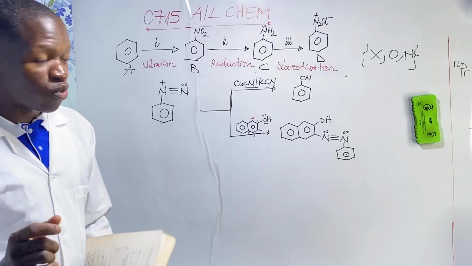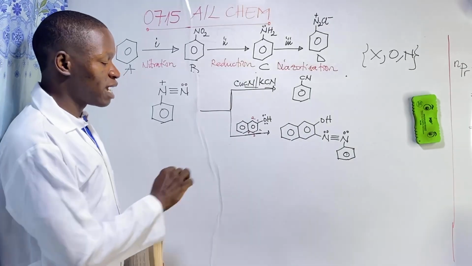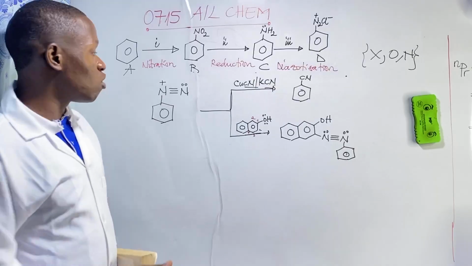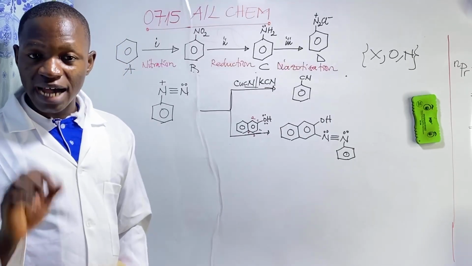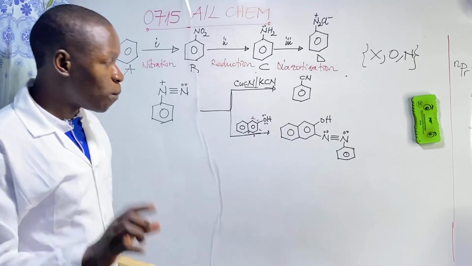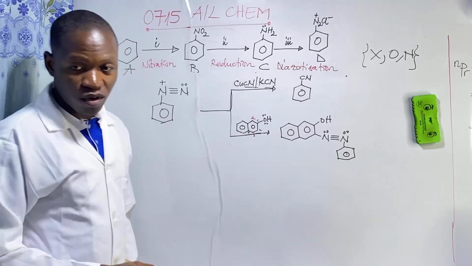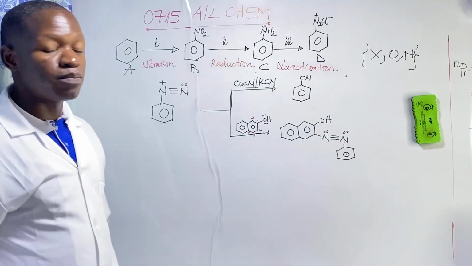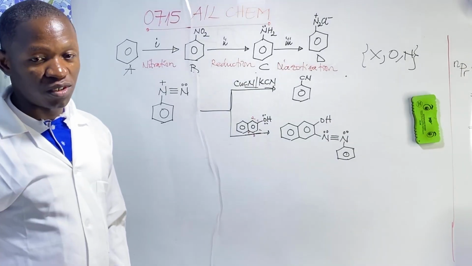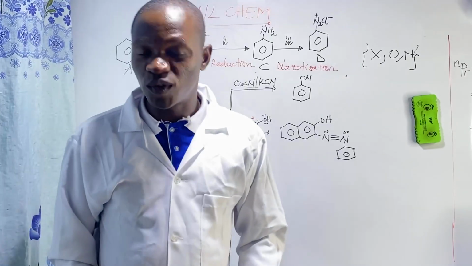So please, your assignment, or your exercise, is that you should write down the mechanism for the coupling reaction of what? Benzene diazonium chloride and naphthol. Write the mechanism for the coupling reaction of benzene diazonium chloride and naphthol to form the azo dye, right? The reaction takes place by electrophilic substitution. So you put your answers in the comment section and we are going to follow up with you.